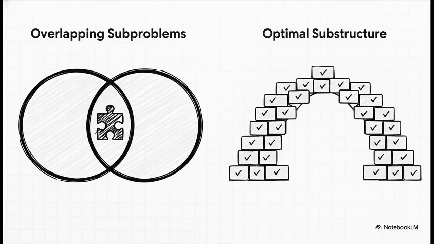And second, you need something called optimal substructure. That's a fancy way of saying that the best solution to the big problem can be built up from the best solutions of its smaller parts.